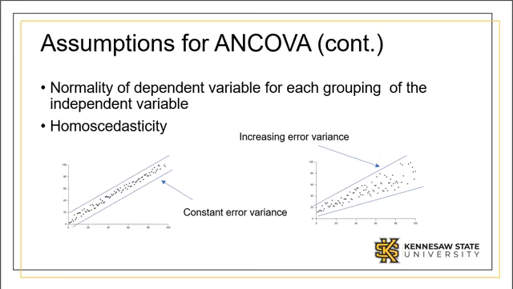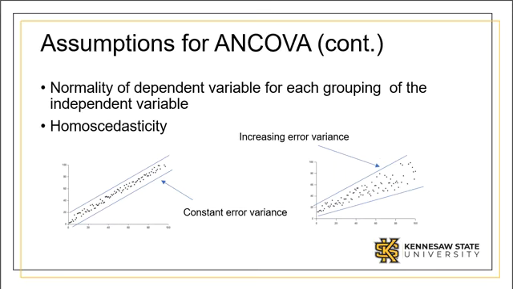The remaining assumptions require some data analysis. First, normality of the dependent variable for each grouping of the independent variable. It should be noted that one-way ANCOVA is considered robust to violations of normality.